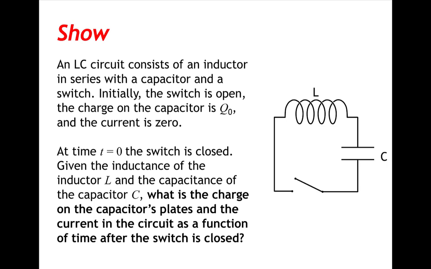An LC circuit consists of an inductor in series with a capacitor and a switch. Initially, the switch is open, the charge on the capacitor is Q0, and the current is 0. At time t equals 0, the switch is closed. Given the inductance of the inductor L and the capacitance of the capacitor C, what is the charge on the capacitor's plates and the current in the circuit as a function of time after the switch has been closed?